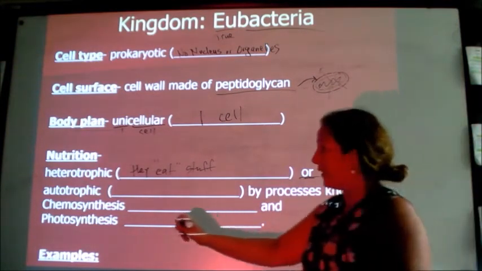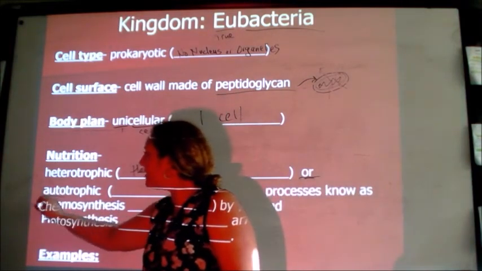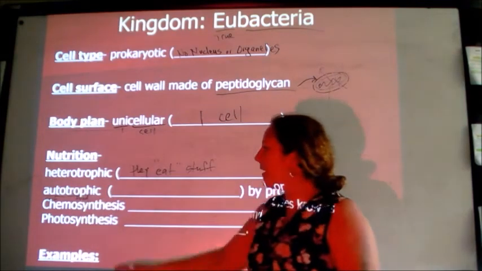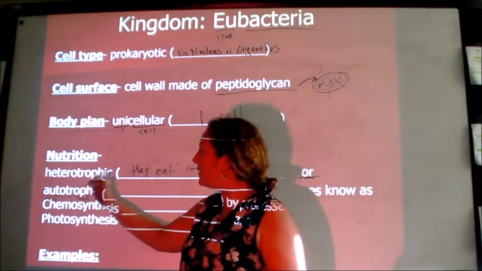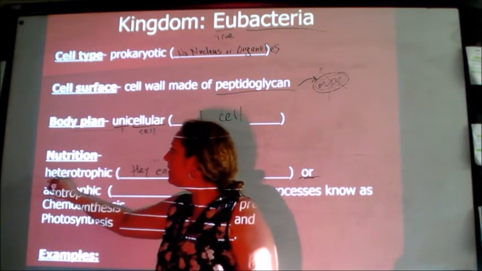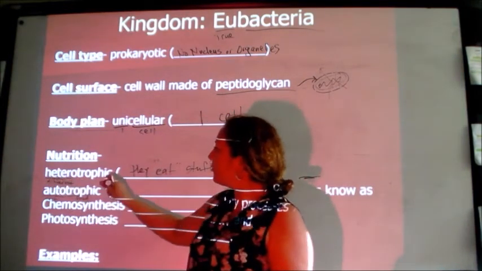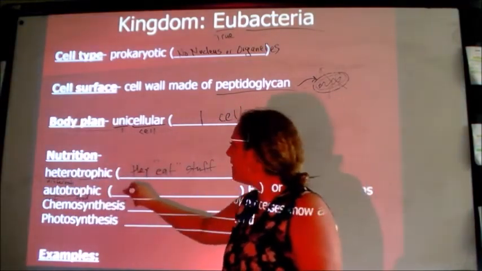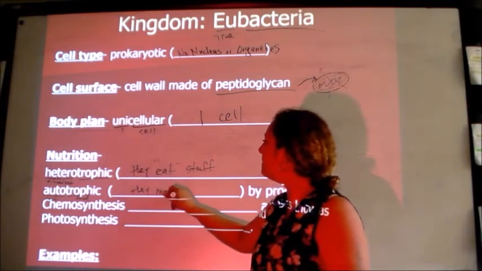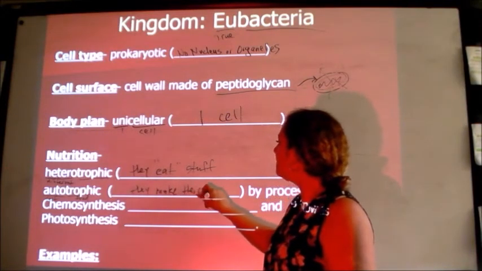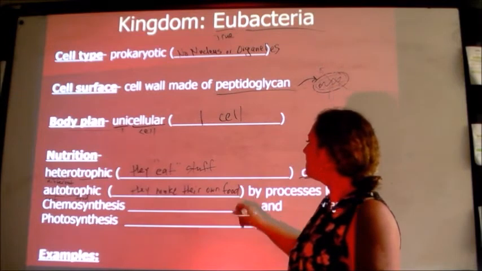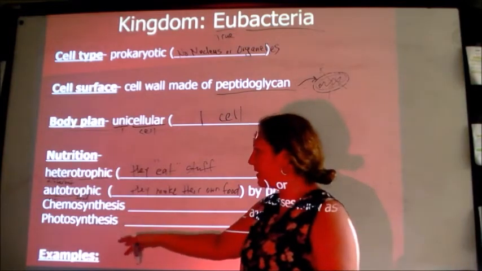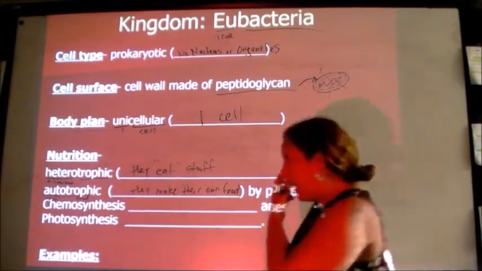Or they can be autotrophic, which means, auto means self. Trophic is food. So they make food themselves. If you go back up to this one, hetero means different, and trophic means food. So they get their food from a different source. Here, they make their own food, by processes known as either chemosynthesis or photosynthesis.